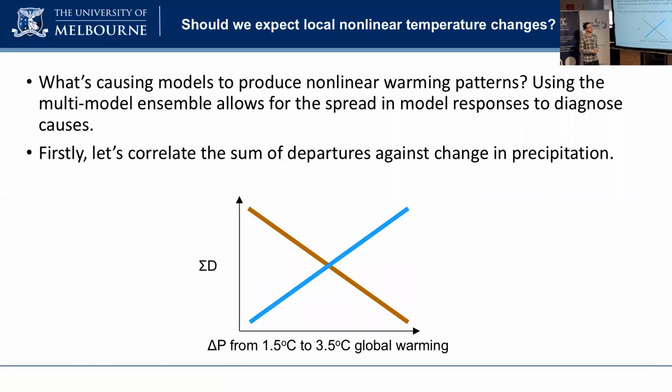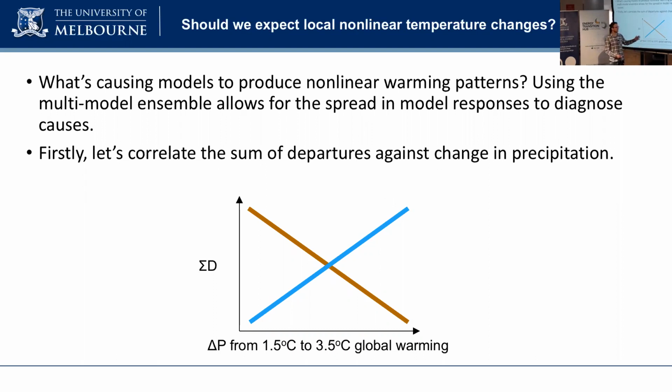So there are lots of different ways we can utilize these results. So looking at the nonlinear change, we really want to understand why the models produce nonlinear change and the processes behind that as well. So what's causing the different models to produce different warming patterns? And one way we can do this is looking at the local level. We've got our different CMIP5 climate models. We can quantify the nonlinearity in each of the CMIP5 models, but we can also quantify things like the change in precipitation, for example, as we move to warmer worlds.